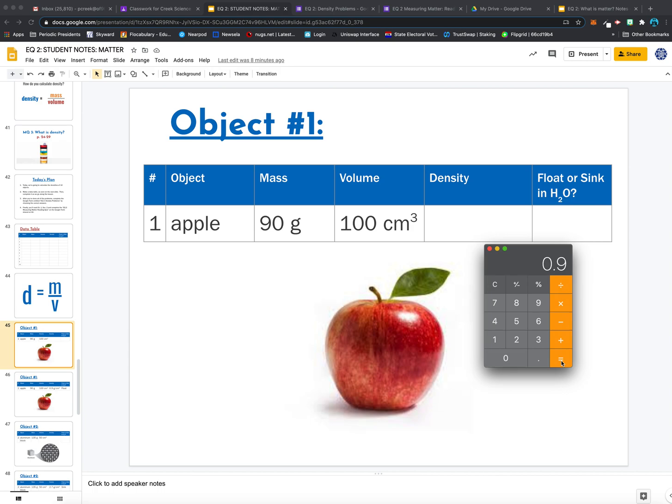And then we have to ask ourselves, all right, is this going to float or sink in water? And if you've ever bobbed for apples, I don't know if you've ever done that game in the fall where the apples are sitting in a bucket of water, the apples float.